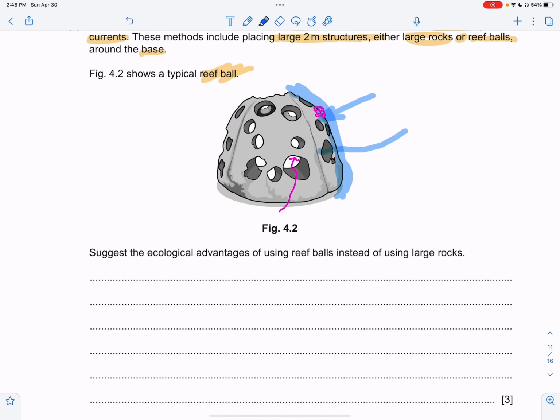But instead, water is able to flow through these, and it does dissipate a bit of the current and stop the force of water, versus if it's just a flat edge, like if it was just a rock. So the reef ball having holes does allow water to flow through and does prevent so much pressure from the water hitting it.